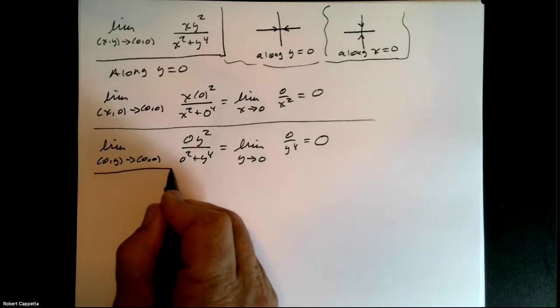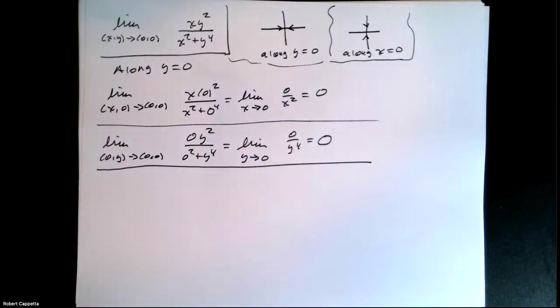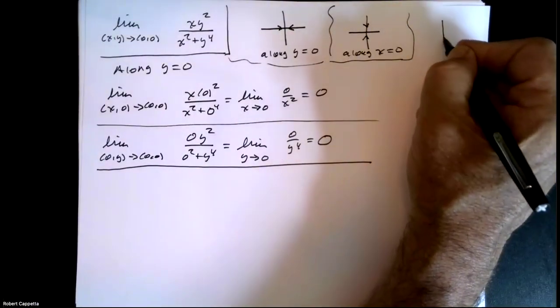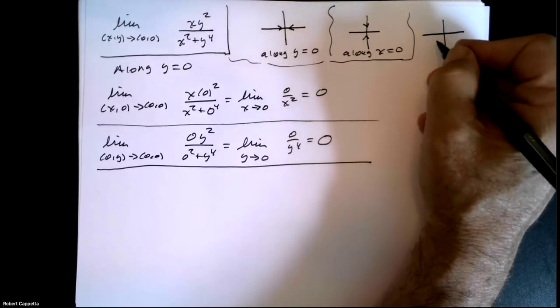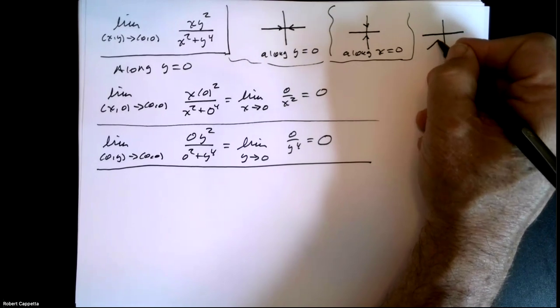Okay, so we've taken two paths and we've got the same result each time. Does that mean the limit exists? The answer is no. I mean, let's try a third path. If I have three paths and they're the same, is that enough? Still, the answer is no. But this time I'm going to check along the line y equals x.